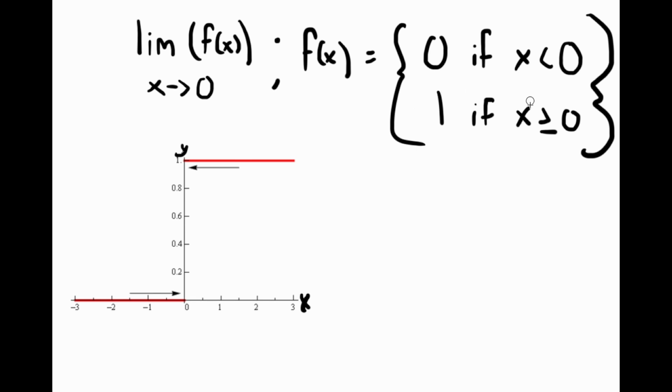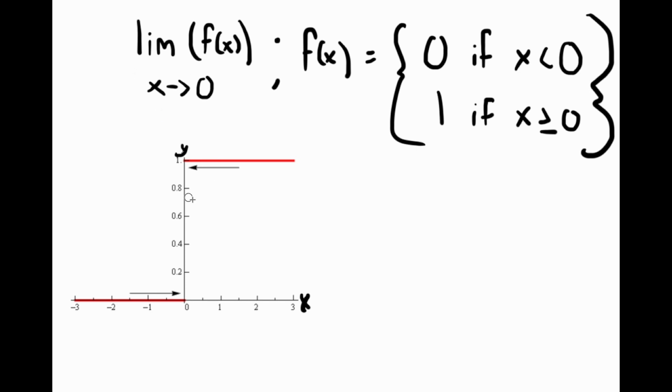f of x is equal to 0 if x is less than 0, and f of x is equal to 1 if x is greater than or equal to 0. And we see right here we're given the graph. As x approaches 0, from the left hand side it approaches 0, and from the right hand side it approaches 1.